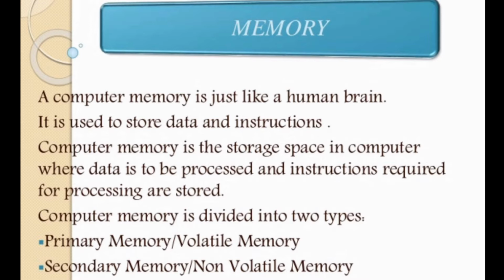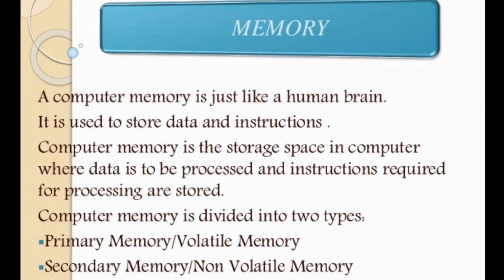What is computer memory? Anyone knows? See here. A computer memory is just like a human brain. It is used to store data and instruction. Computer memory is the storage space in the computer where data is to be processed and instructions required for processing are stored. The memory capacity of each computer is different. It also gives an idea as to how much information can be stored in the computer.